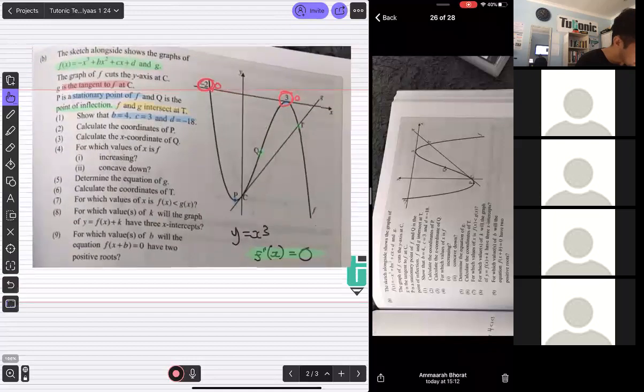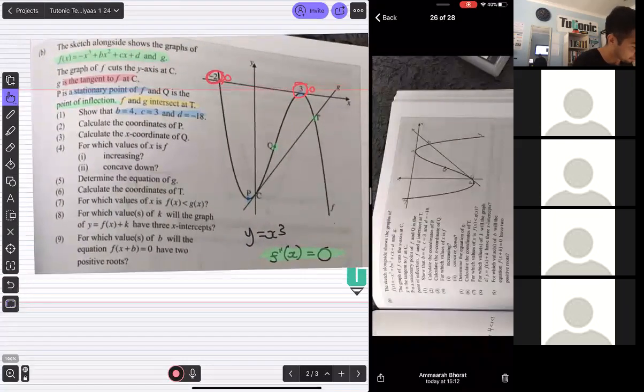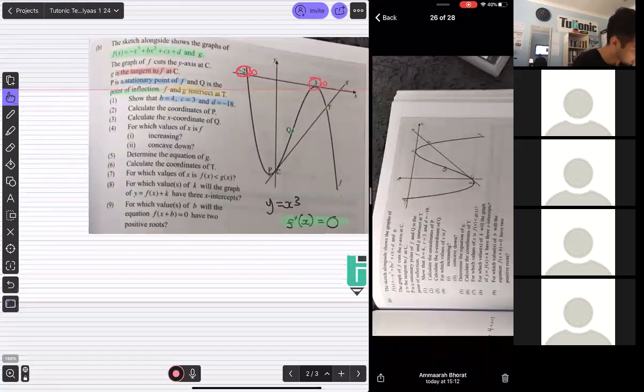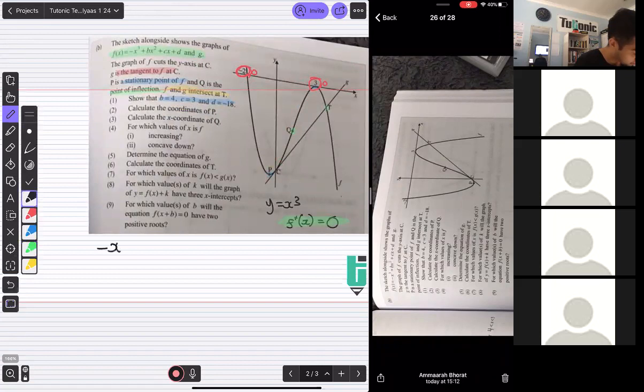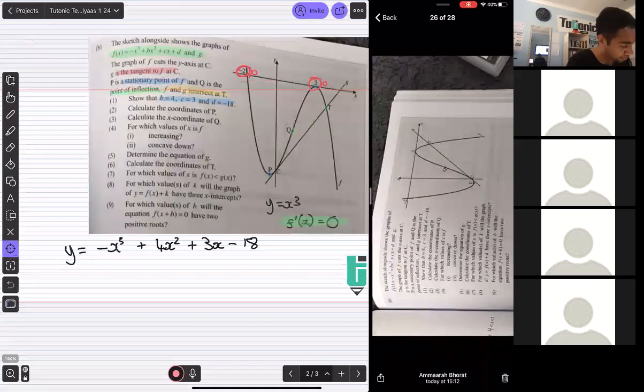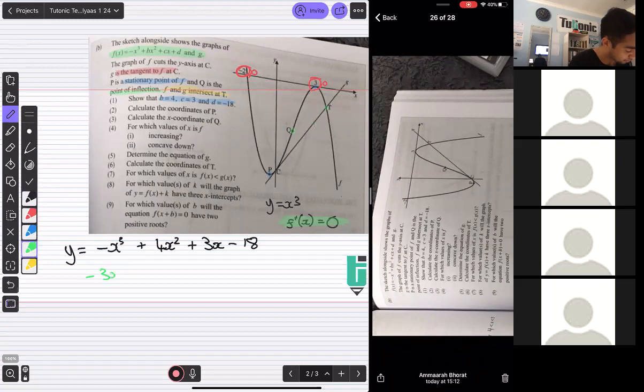Now it says calculate p. What is p? It's the other turning point, right? So you can make the derivative equal to naught and then solve. Because now you know it's minus x cubed plus 4x squared plus 3x minus 18. And they're asking you what the coordinates of the turning point are. So you make the derivative naught.